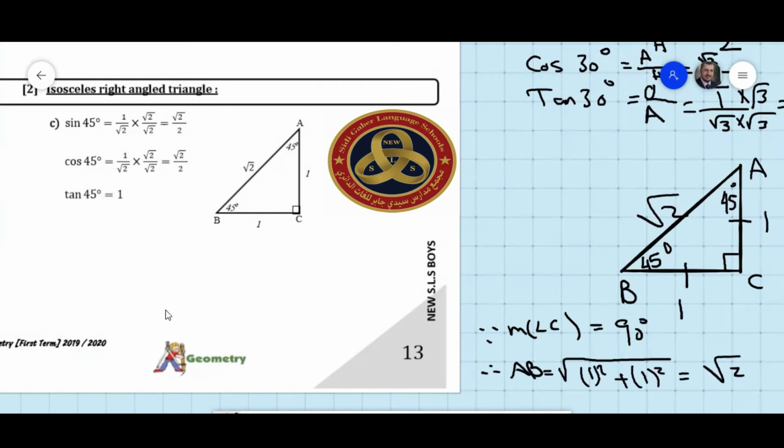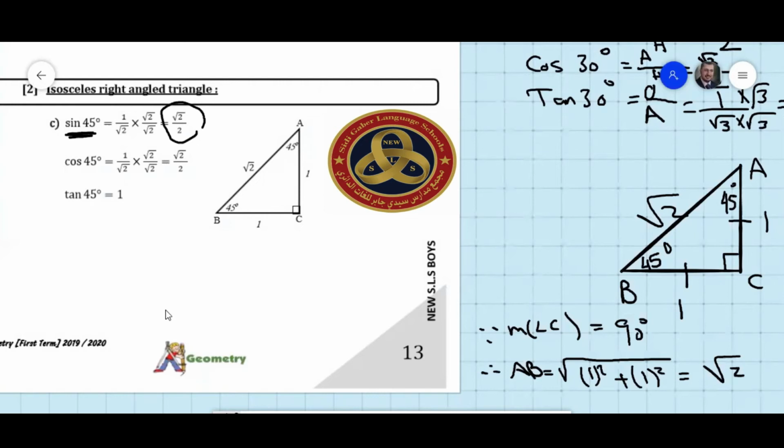Look at your booklet, page 13, by the same way. How do we get sine 45? Sine 45 will be opposite over hypotenuse. The opposite is 1 and the hypotenuse is root 2. To get it in the simplest form, it will be root 2 over 2.